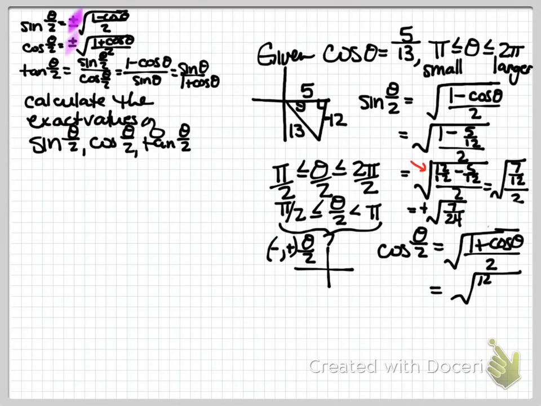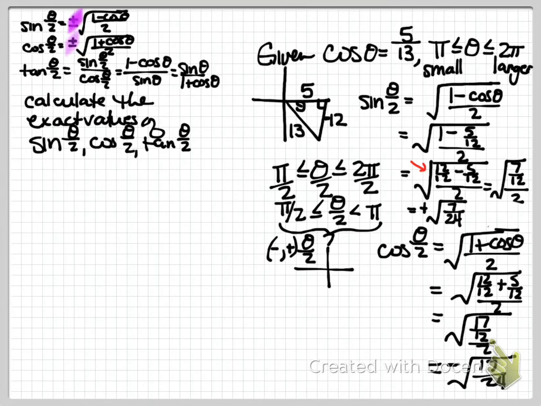So now I'm going to have 12 over 12 plus 5 over 12, all divided by 2. That's going to give me the square root of 17 over 12 divided by 2, which is the square root of 17 over 24. Now, again, this is where we decide whether we're going to have positive or negative. Our half angle is in the second quadrant. Cosine is negative in that quadrant, so our answer needs to be a negative.